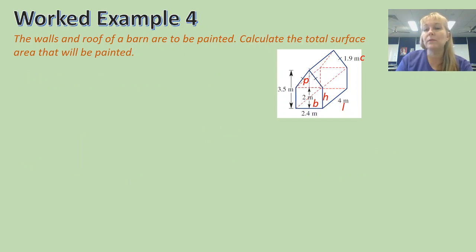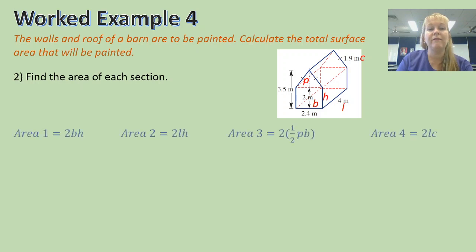So I've labelled these different parts. I've got P for that perpendicular height of the triangle. I've got C being the hypotenuse. I've got B for the base of the barn, H for the height of the wall of the barn, and L for the length of the barn. Now I'm going to find the area of each section. So I've got area 1 is 2 times, because there's 2 of these faces, the base times the height, and so on. I've got 4 formulas there.